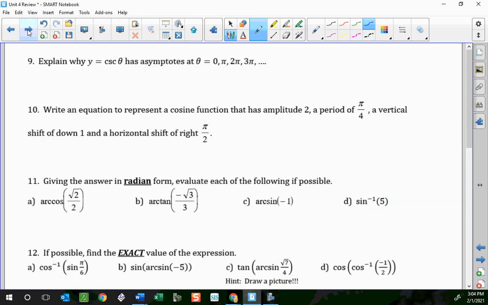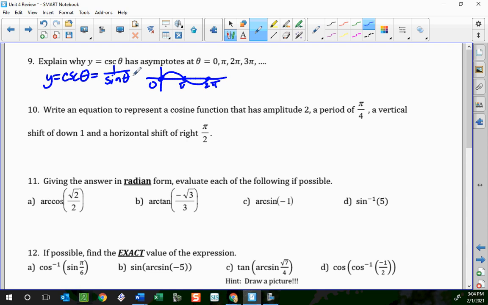All right, number 9, explain why cosecant has asymptotes at these places. Okay, well, remember cosecant is 1 over the sine. Right? And so whenever the sine is 0, then these are going to be places where the cosecant can't exist. Okay, so the sine graph goes like this. It touches 0 at 0, pi, 2 pi, and so forth. So that's just a picture representation of what's going on.